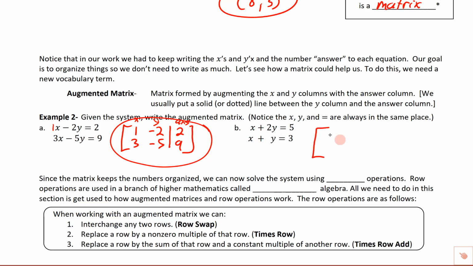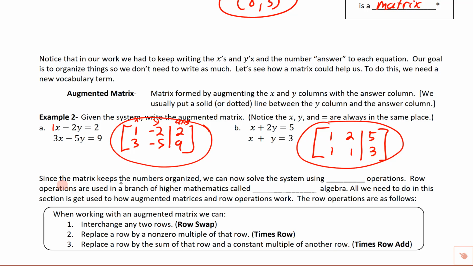They're in the correct order, so this is going to be a 1, 2, and a 5. And this is going to be a 1, a 1, and a 3. Go ahead and put the box around that, put the line right there, and then you're all set to go. This is the augmented matrix. We've got the x column, a 1 and a 1, the y column, a 2 and a 1, and the answer column, a 5 and a 3.